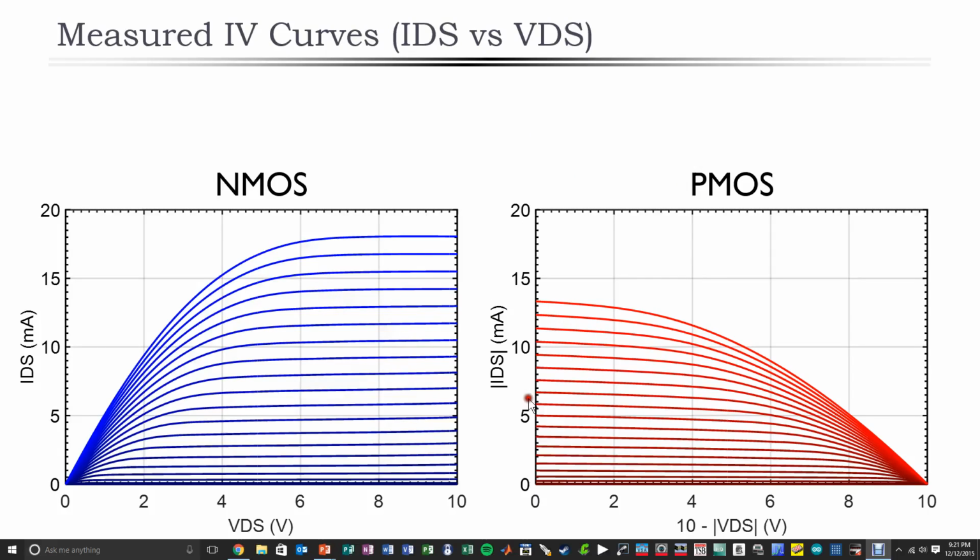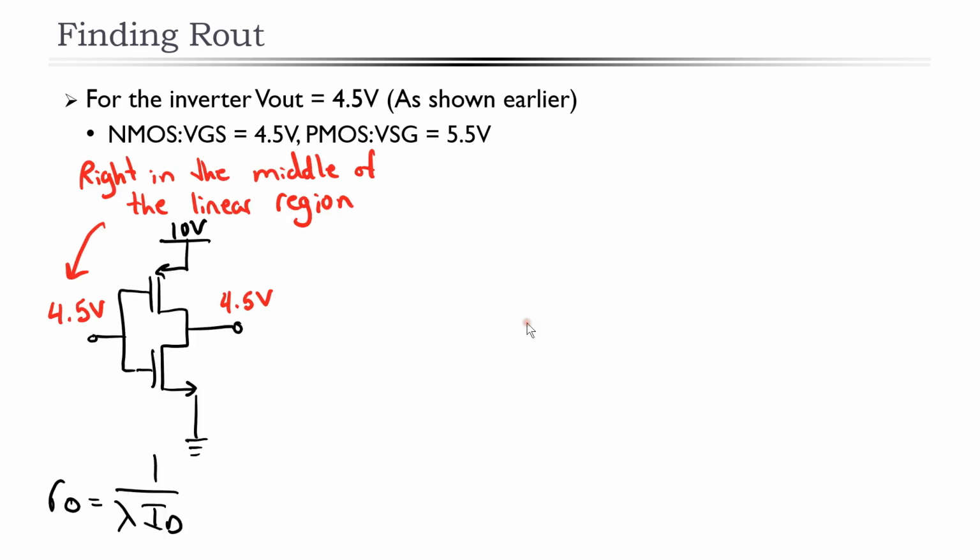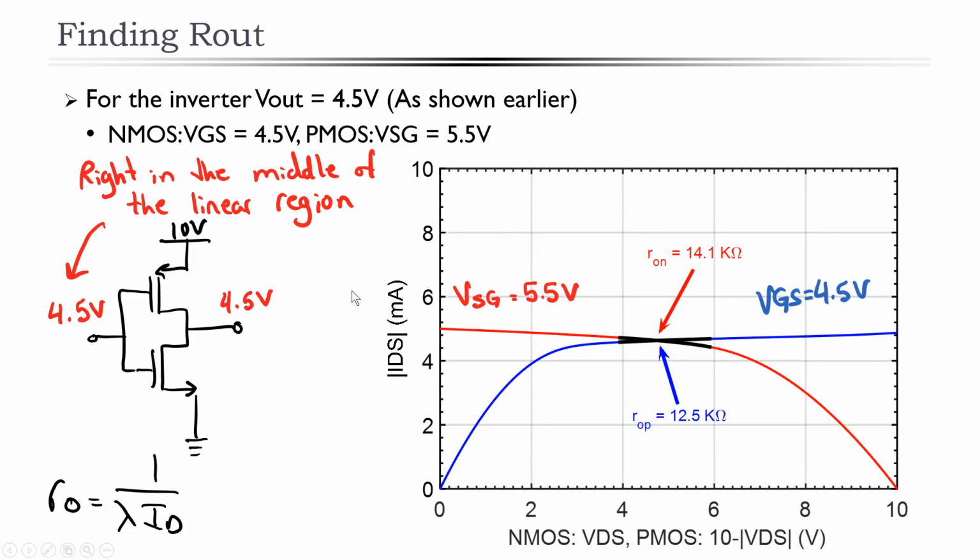So we have a lot of curves here. We have many for the NMOS and many for the PMOS. How do we know which one we should pick? So as we saw earlier when we did the transfer characteristics of the inverter, we saw that it was most linear when the input and output were at 4.5 volts, as we've shown here. So that corresponds to a VGS of 4.5 volts for the NMOS and a VSG of 5.5 volts for the PMOS. So that tells us which of the curves we need to be looking at, the ones that correspond to the appropriate VGSs. Now, again, since our output is also 4.5, we also know what our VDS voltage should be. So that's the point that we're highlighting.